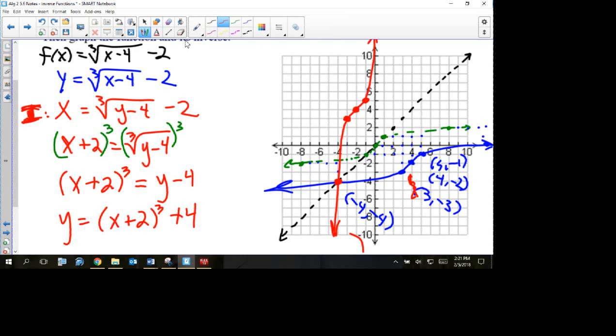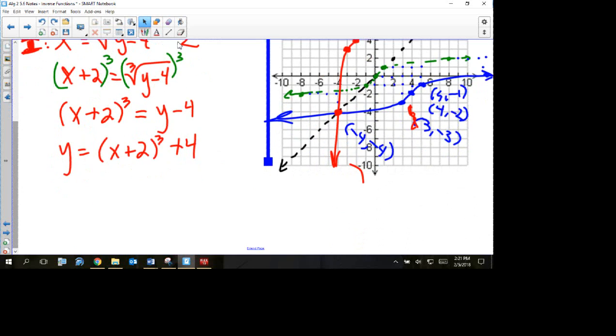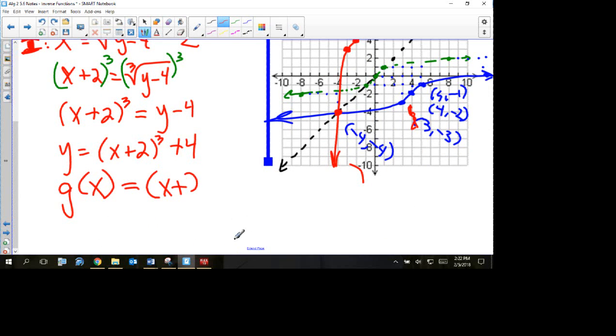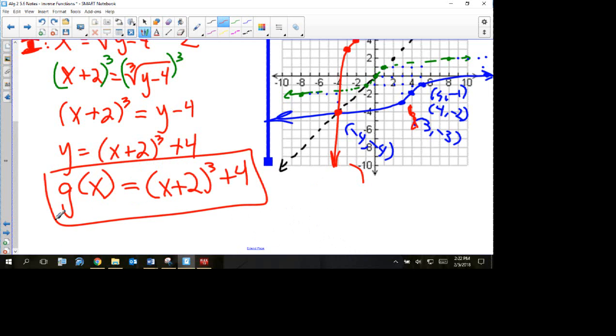Should I get a vertical line for you? What do you think, this red one? Does it pass more than once or just once? Just once. So this is a function. So we will write our inverse as g of x equals x plus 2 cubed plus 4. It was a function.